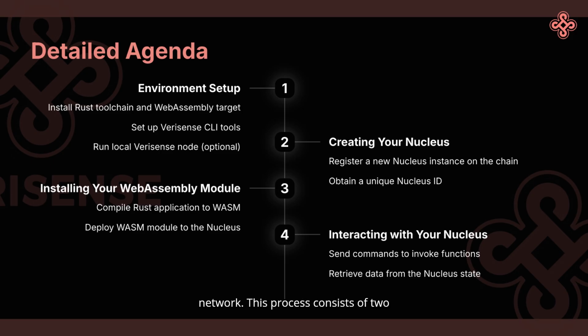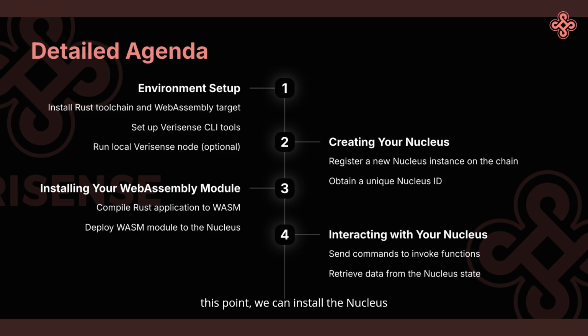This process consists of two main steps. First, we'll create a new Nucleus on the chain. In this step, we register a new Nucleus instance, which is essentially a dedicated execution space on the blockchain. This gives us a unique Nucleus ID that we can reference for future interactions. Next, we'll install our application code into this Nucleus. Here, install means we'll take our Rust application, compile it into a WebAssembly WASM module, and deploy it into the Nucleus. This step effectively makes our Nucleus ready to execute the custom logic we've written.